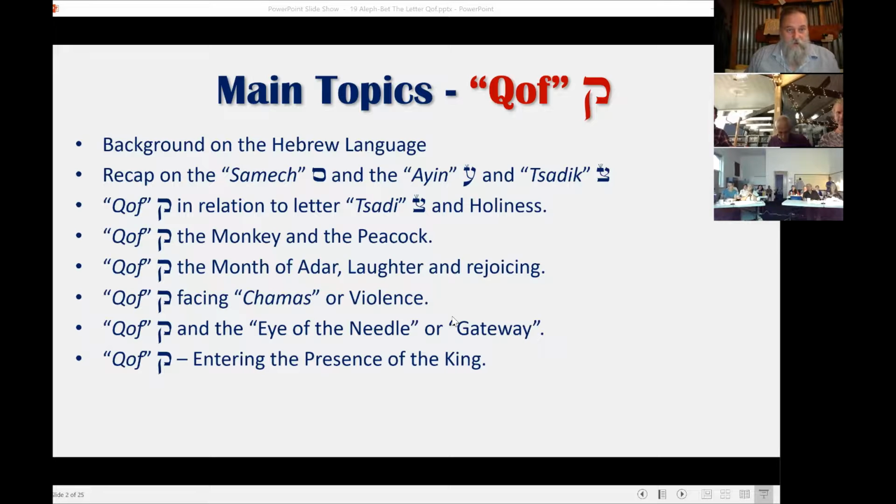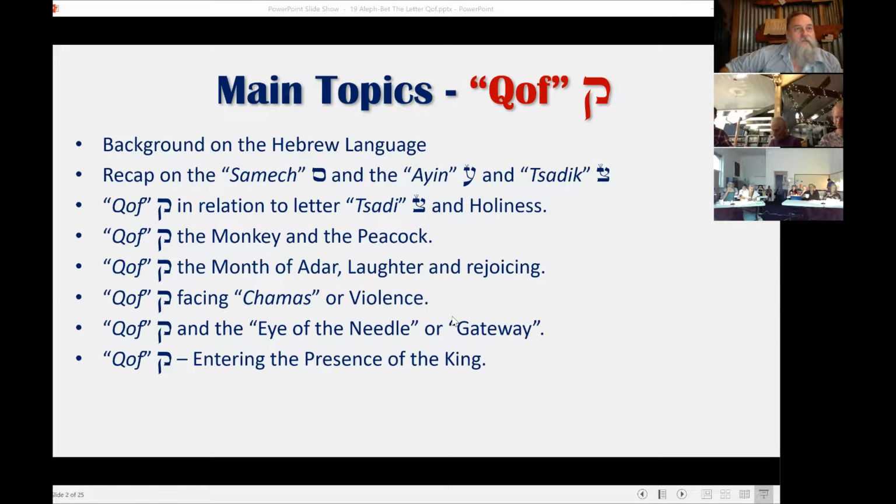Then we're going to look at the relationship between Goof and the monkey. The word Goof, if you write it out, it actually means monkey. And it's connected through a passage in the Tanakh to a peacock, to a monkey and a peacock, which is interesting because it's also symbolism found in other religions as well. So there's some significance with that. Then we're going to look at the letter Goof and the month of Adar. Now, the month of Adar is the 12th month of the year.